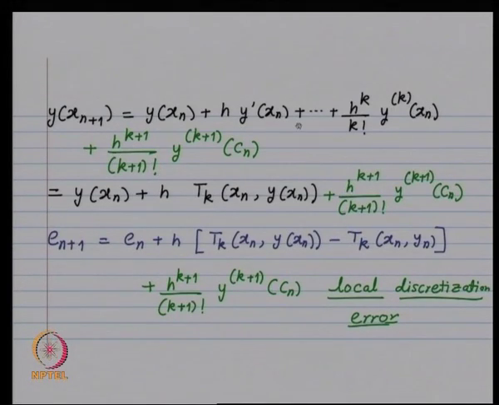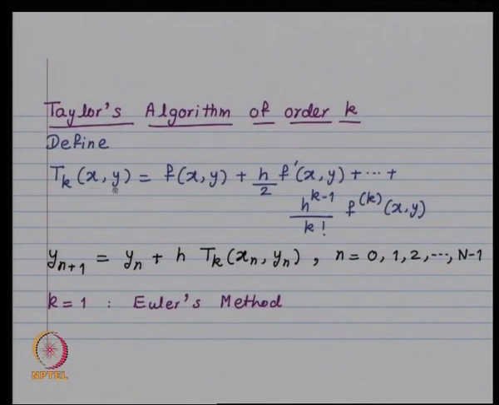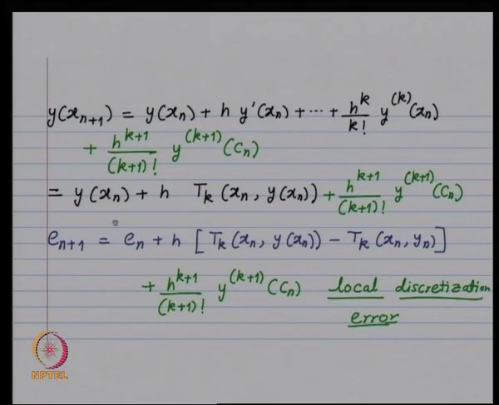y dash is f, y double dash is f dash, y k is f k minus 1, and hence this is nothing but y at x n plus 1 is equal to y x n plus h times T k x n y n. Let us go back to what was our T k. So, T k x y has f, h by 2 f dash, h raised to k minus 1 f k, and f is y dash, f dash will have f x plus f y into f and so on. So, here this is y x n plus h times T k x n y x n plus this is the error.